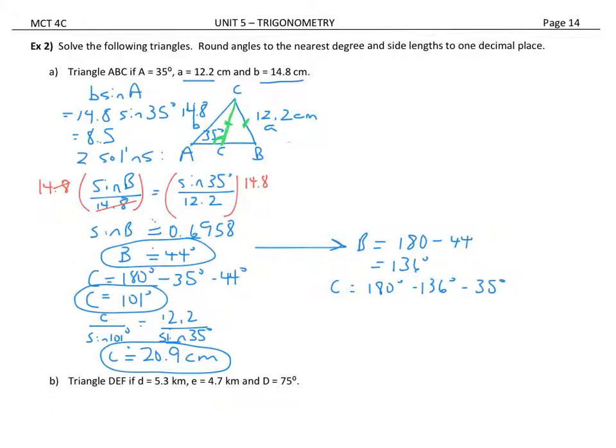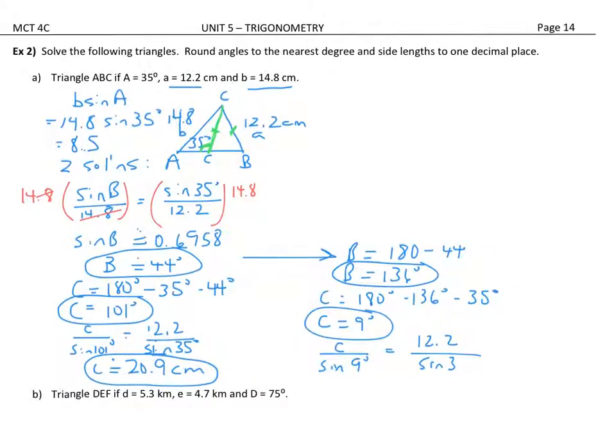That gives us 9 degrees for angle C. So we have angle B, angle C, and now we can solve for side C again. Side C would be now the sine of 9 degrees divided by... the sine of 9 degrees would equal the 12.2 divided by the sine of 35 degrees.